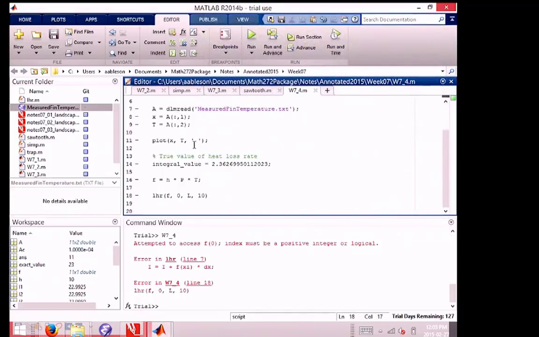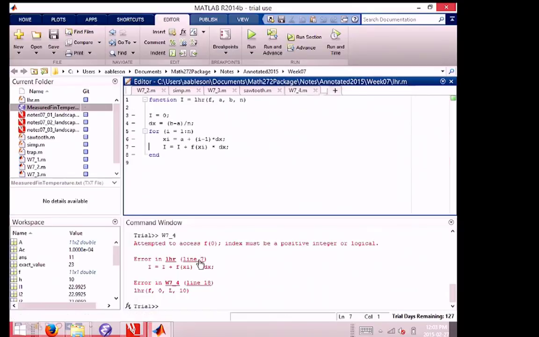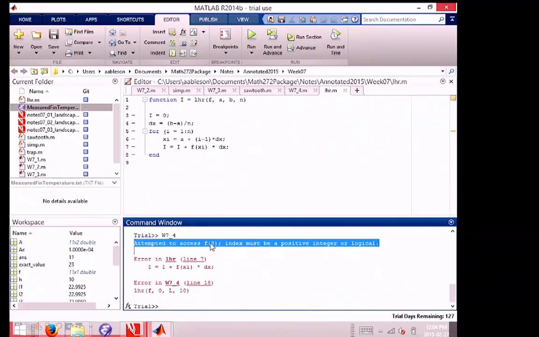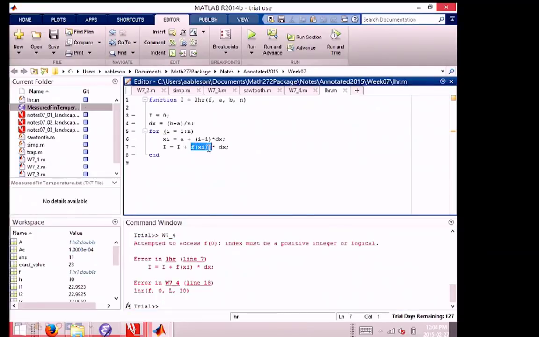All right. Let's take a look at the left-hand rule code, actually. Another tip, if you have an error in a main program and the function that gets called by it, you can just click on the link, and it'll pop up the line and the file that the error occurred in. So what is the error? The error is complaining, attempted to access f bracket 0. Last time, f was a function. Can I say f bracket 0 if f is a function? Absolutely. What is the temperature at location x equals 0?